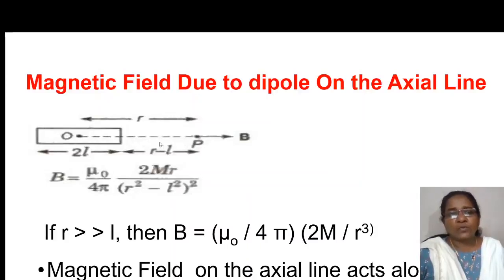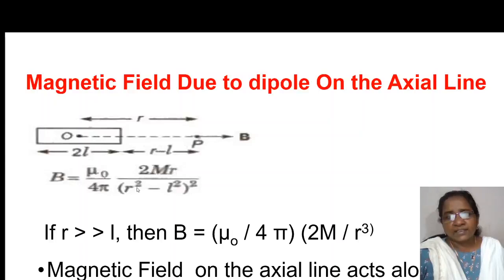Now applying Coulomb's law here, we can derive this expression and finally reach mu 0 divided by 4 pi into 2mr divided by (r square minus l square) the whole square. And we are approximating: if the distance to the point is very much greater than the magnetic length, this L can be neglected. Therefore, in the denominator, you will get r raised to 4.